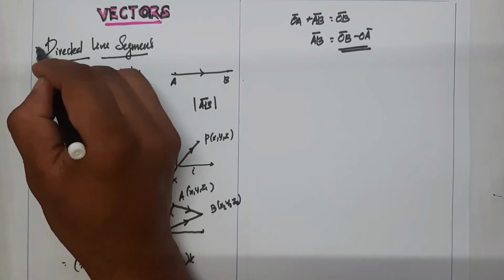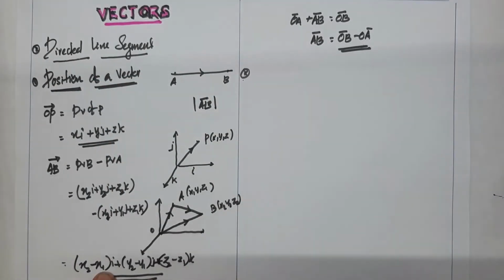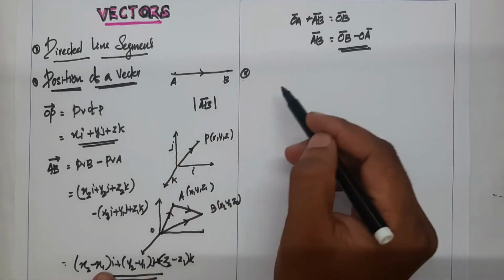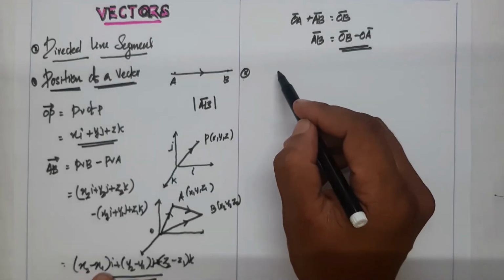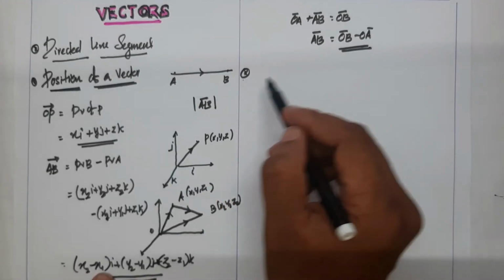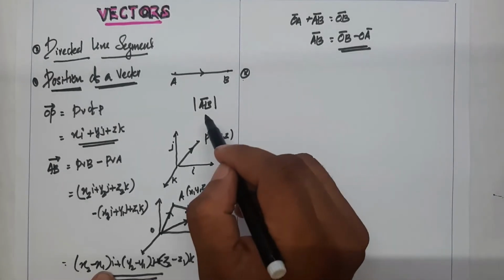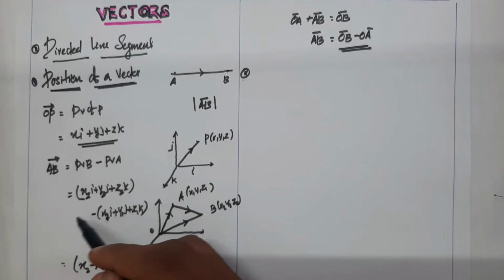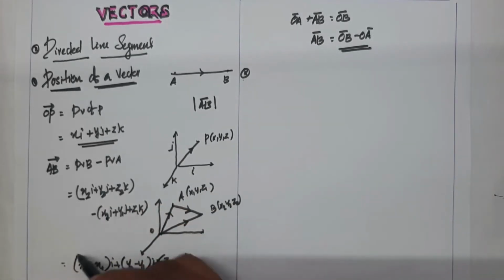Okay, position vector of B minus position vector of A. Next is how to find the length of AB, I mean modulus of AB or modulus of OP. You take any vector. Suppose P is a single point in AB. You know AB, A coordinate is x1 y1 z1 and B coordinate x2 y2 z2.